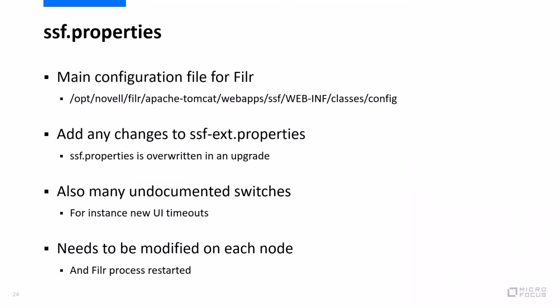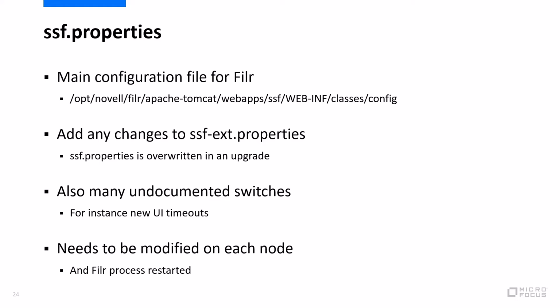Let's just talk about some of the configuration files. Probably the main configuration file that we've got for Filer is a file called ssf.properties, and that, I don't know, I haven't counted, but I would think has 1,000 odd settings in for different aspects of Filer. But if you're going to make any changes to that configuration file, then actually make them to a file called ssf-ext.properties.